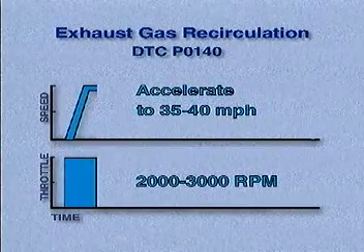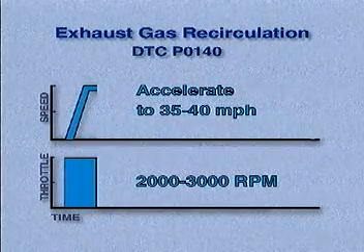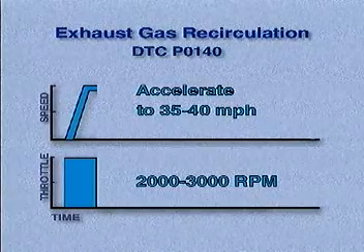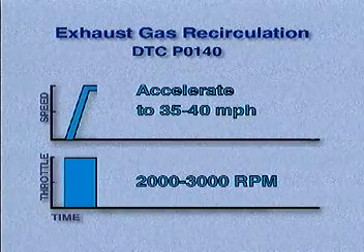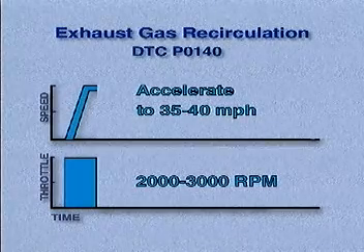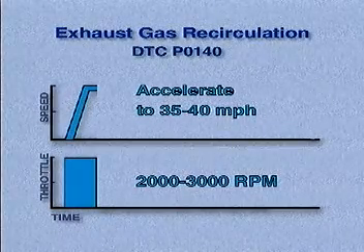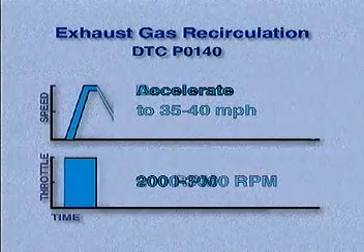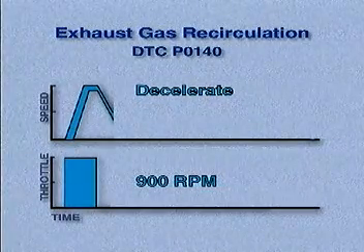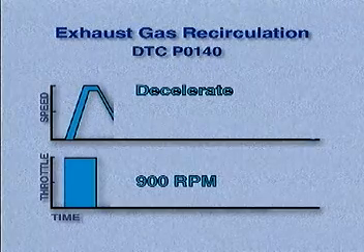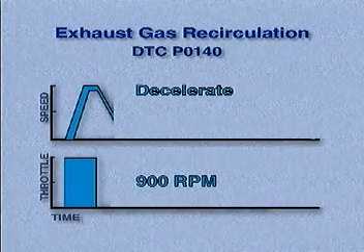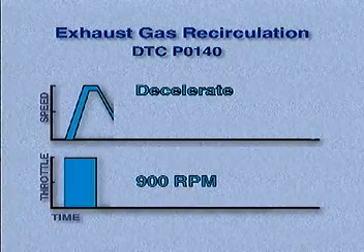Restart the engine and accelerate to 35 to 40 miles per hour. Use D range for cars equipped with an automatic transaxle, or shift through to 5th gear with a manual transaxle. With the engine running between 2,000 and 3,000 RPM, drive for 20 seconds, then decelerate until the engine is running at 900 RPM. The EGR monitor operates during deceleration, when intake manifold vacuum is steady and predictable.